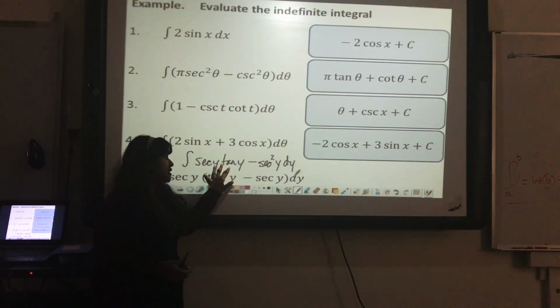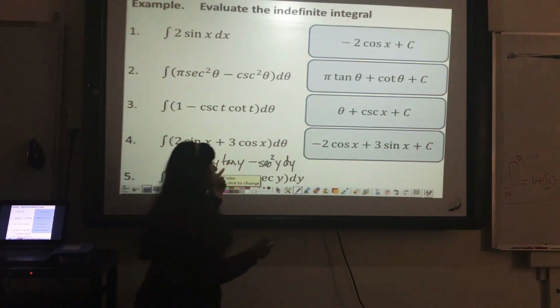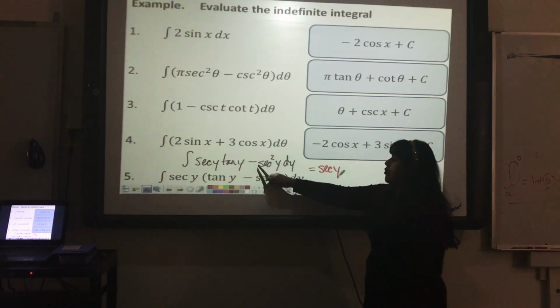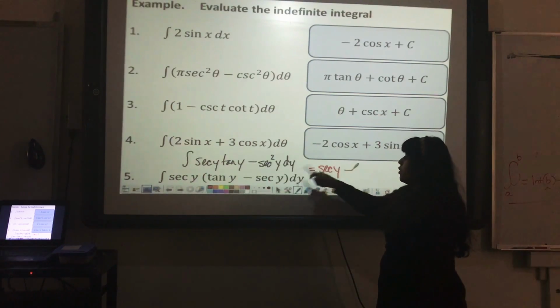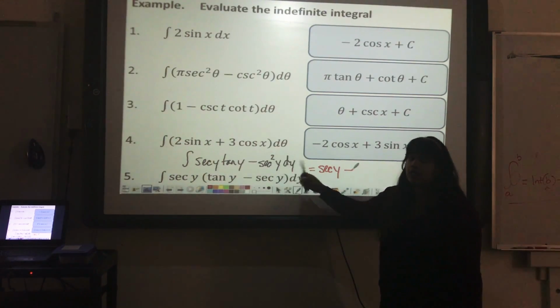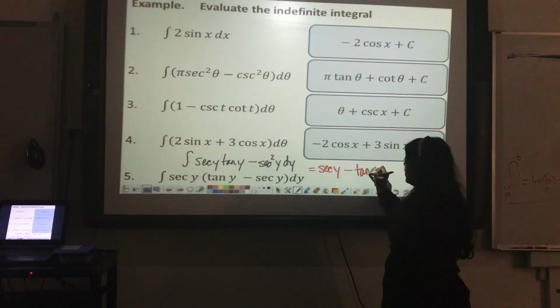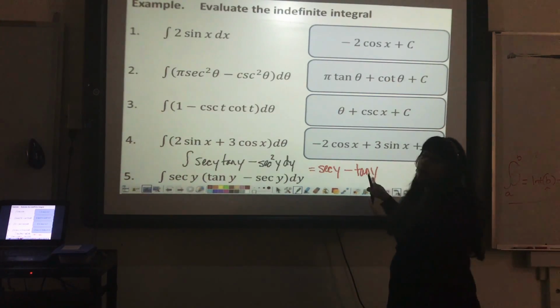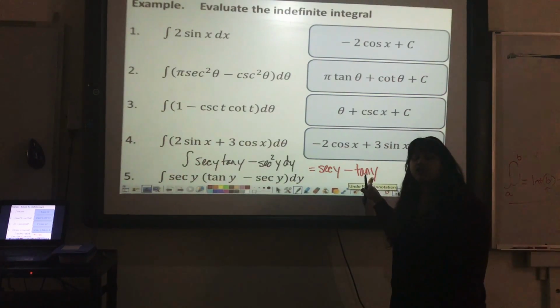And again, we could just take it piece by piece. So what is the integral of secant tan? Well, that's just secant. So this becomes secant y. I bring my minus over. What is the integral of secant squared? Tan. This becomes secant y minus tangent y. Well, we tack on to every indefinite integral plus c.